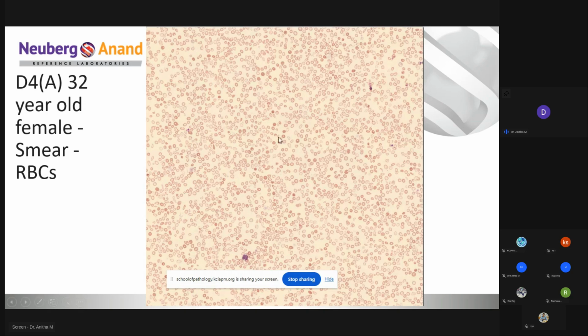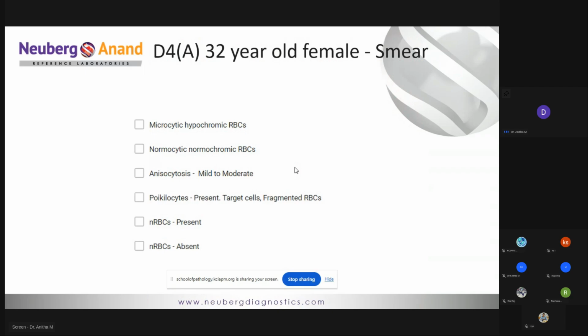But then this was the smear which we provided. And as you can see, there are a lot of fragmented RBCs. There is microcytosis, definitely, and there are poikilocytes. This may be because of the iron deficiency, is what we can consider. But these were the things which we had asked again. There were microcytic hypochromic RBCs. If you can see, the anisocytosis is up to moderate degree, and there were poikilocytes and fragmented RBCs and NRBCs being there.